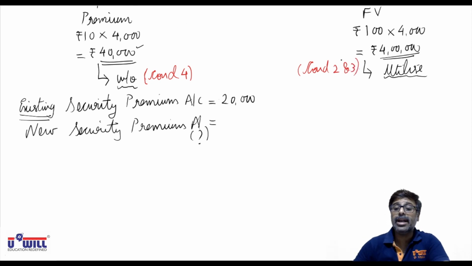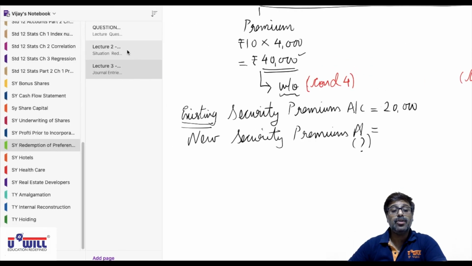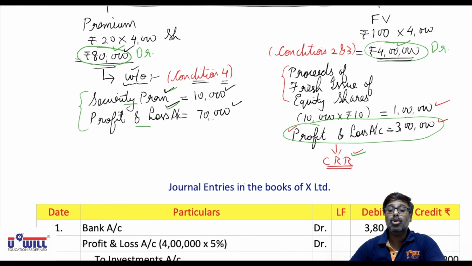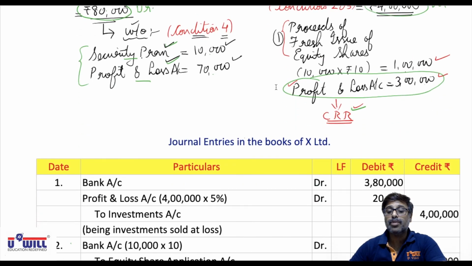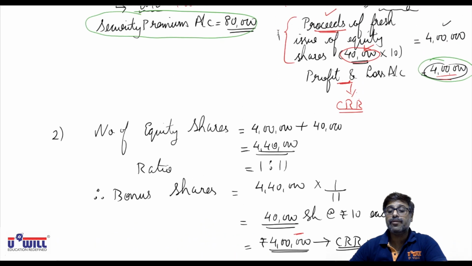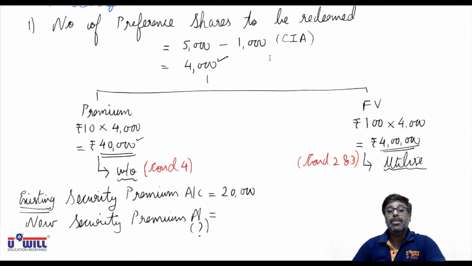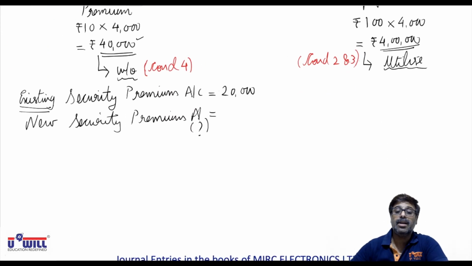As per condition 2, there are two sources. One is profits of the company, second is proceeds of fresh issue of shares. In the last lecture, in both the questions, first we used proceeds of fresh issue of shares, then we used profits of the company. But we cannot do that here. Why? Because in both of those questions, the number of equity shares issued was given. So here first we will use profits of the company.